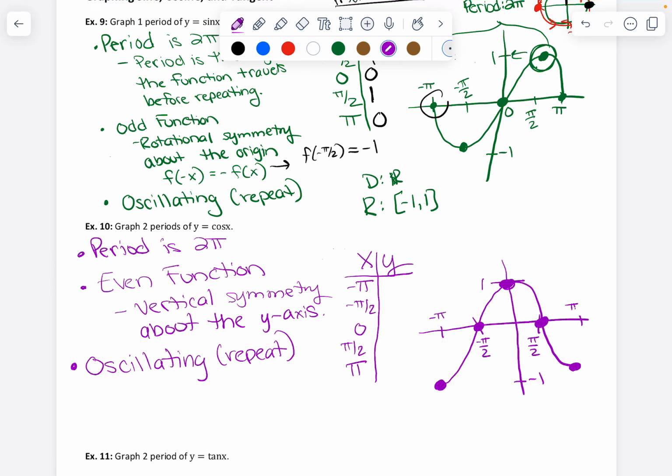At negative pi, we're at negative 1. At negative pi over 2, we're at 0. And then at 0, we're at 1. Pi over 2, we're at 0. And then at pi, we are at negative 1. So when we evaluate these, it's not just negative pi, it's cosine of negative pi. And cosine of negative pi is equal to cosine of pi, which is equal to negative 1, because it is located on the furthest left side. And that is 1 unit from the center.